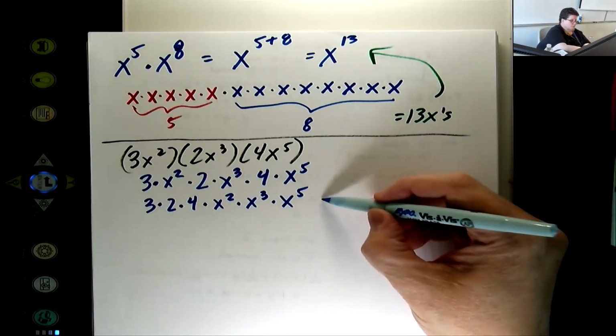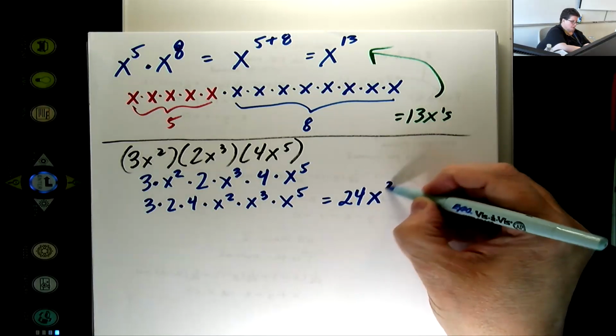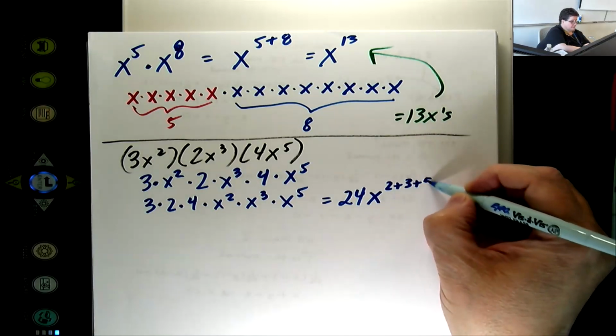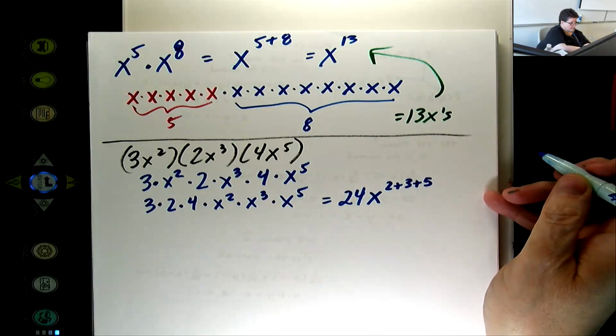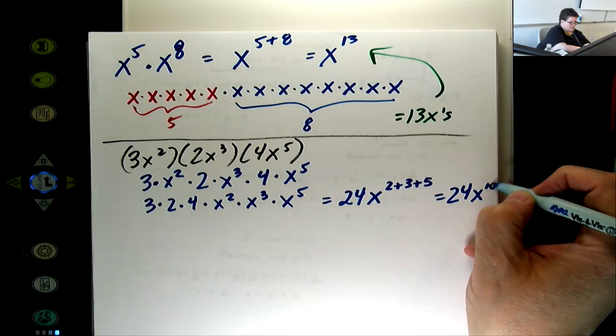Three times 2 times 4 is 24. And I have x to the 2 plus 3 plus 5, which is 24x to the 10th power.